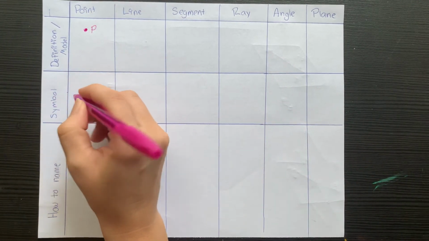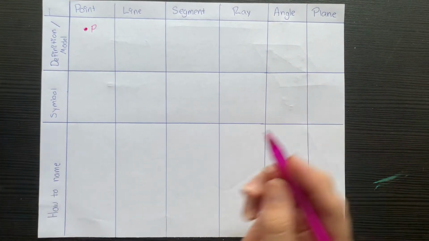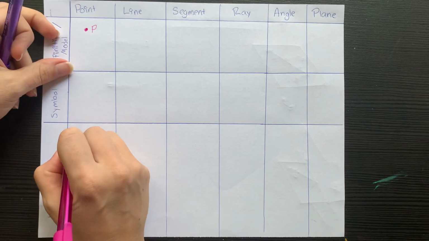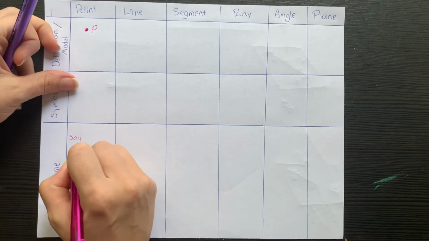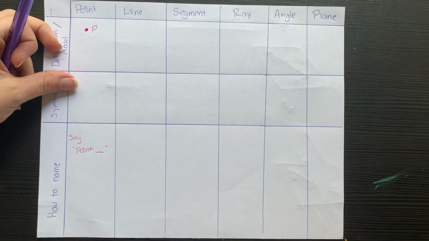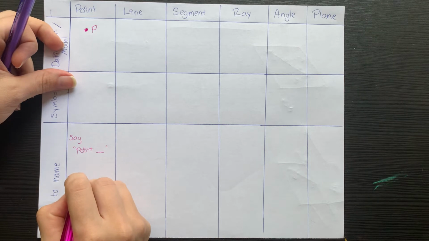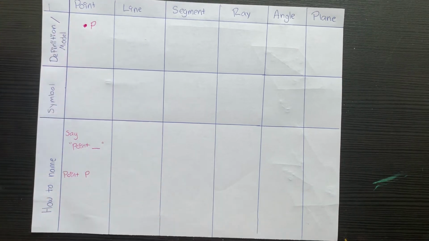We usually just say point L or point P or point K, whatever the name of it is, right? So to name it, you just say point and then whatever it's called, right? So this one up here would be point P, right? So we write the word point in front of it, right?